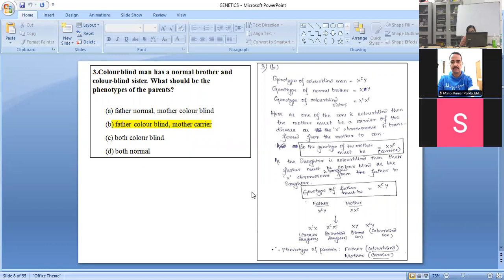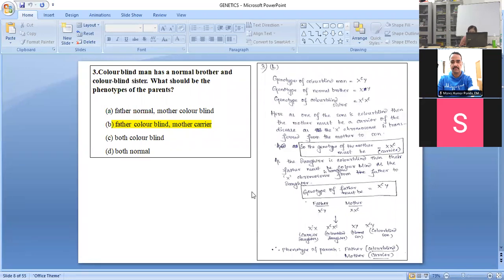And here, as one of the sons is colorblind, the mother must be a carrier of the disease, because we know that the X chromosome is transferred from the mother to the son. So the genotype of the mother must be a normal X as well as an X with the colorblind gene.